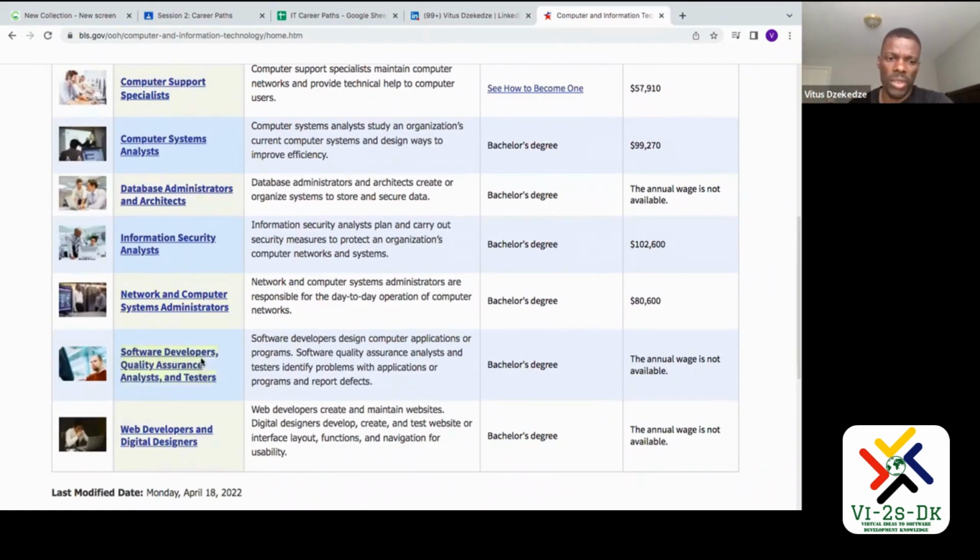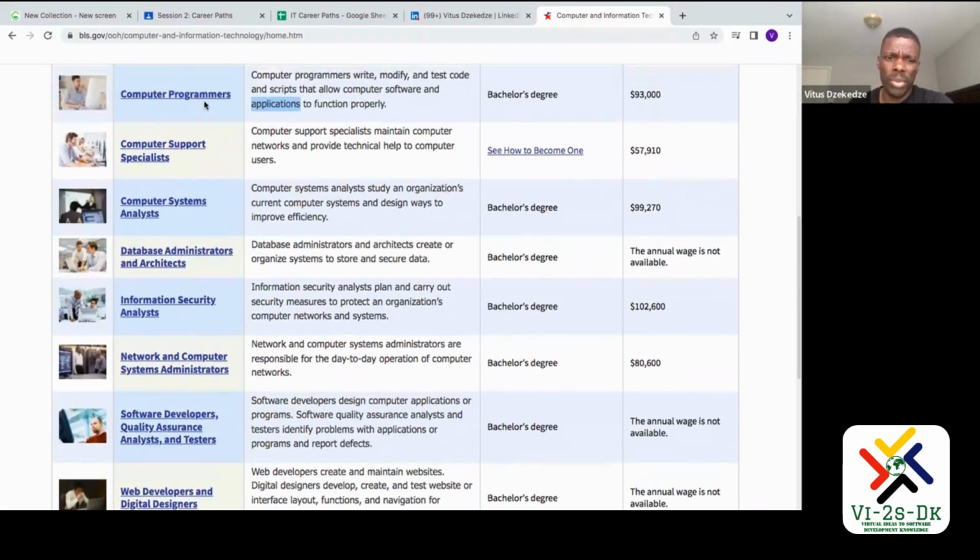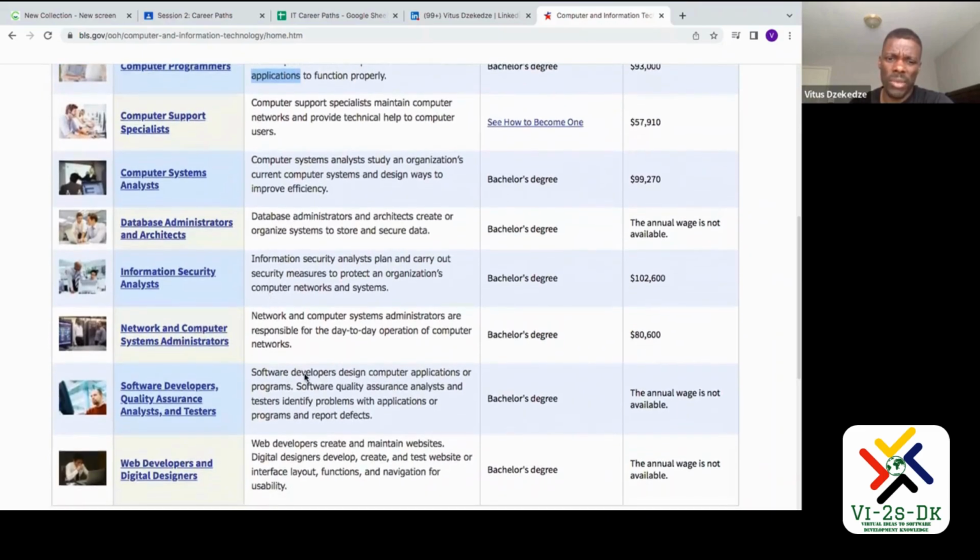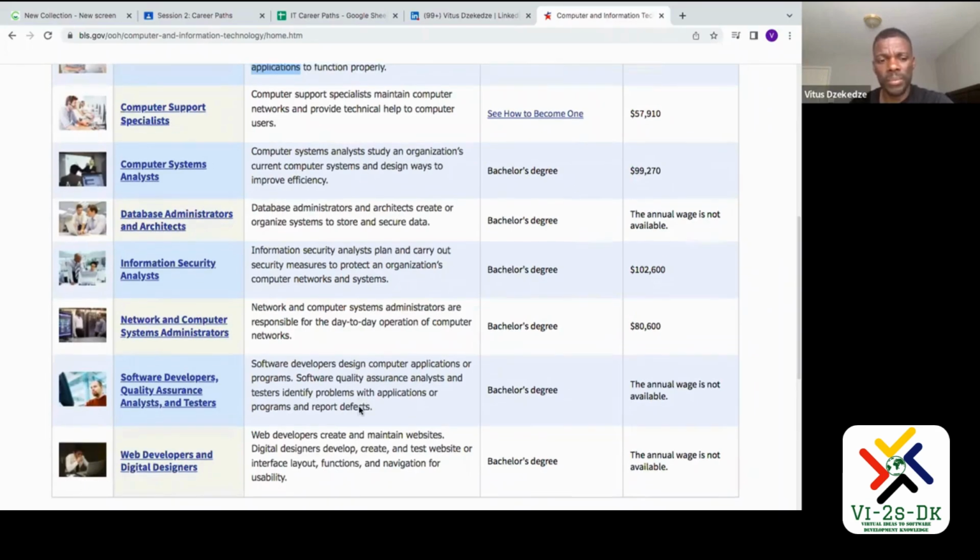Finally, we'll talk about software developers, quality assurance analysts, and testers. Very similar to computer programmers, but the difference is that software developers design computer applications and programs. They also test the software to make sure that it's not got any problems, it doesn't have any defects, it works perfectly as it's expected to.